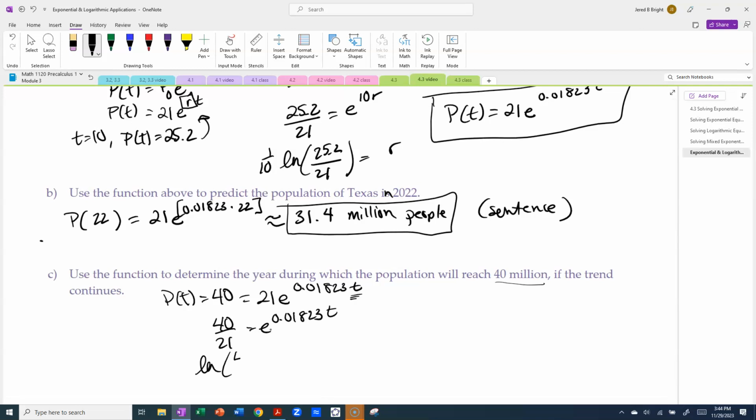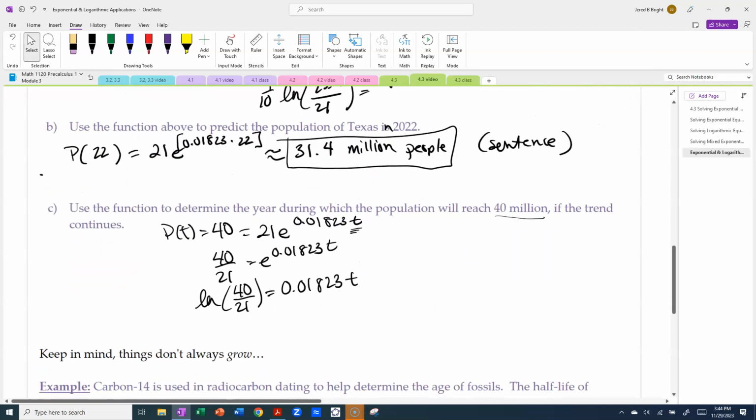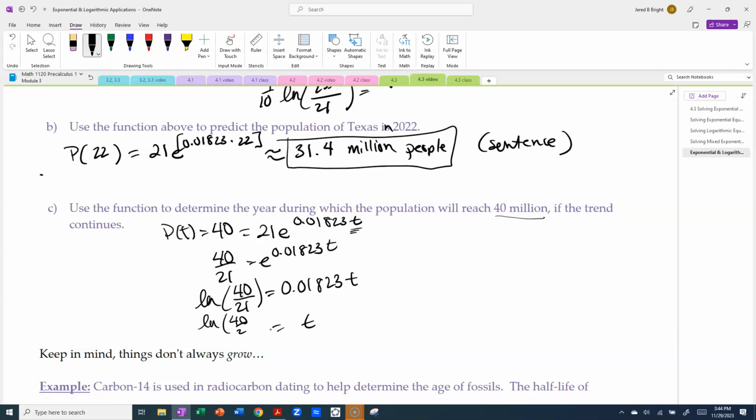Natural log of 40 over 21 is equal to 0.01823 t. Okay, divide that. So natural log of 40 over 21, all divided by 0.01823. And now we have to calculate. And if I do, I get t is approximately 35.3.